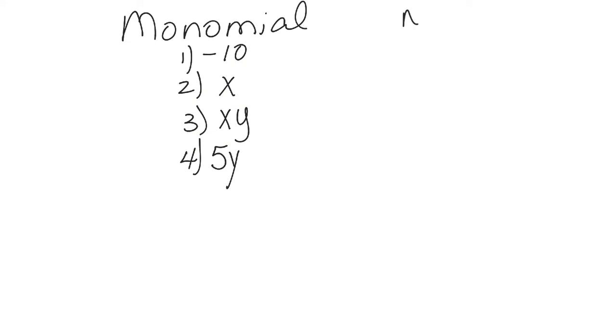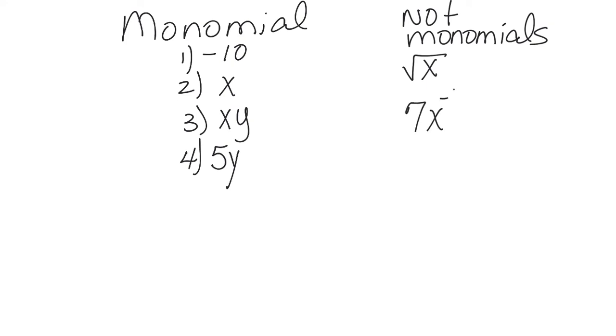These are not monomials. Monomials may not contain variables underneath the radical sign. They may not contain negative exponents. They cannot be added like x plus 7. That's two terms, that's not one.